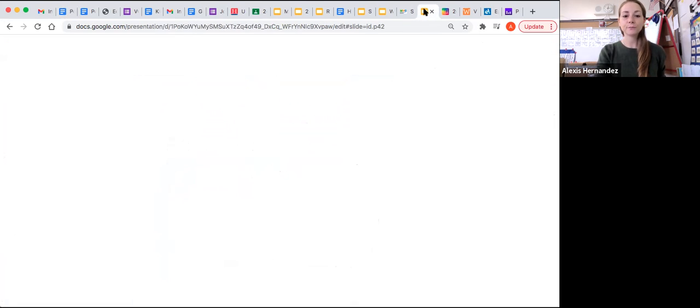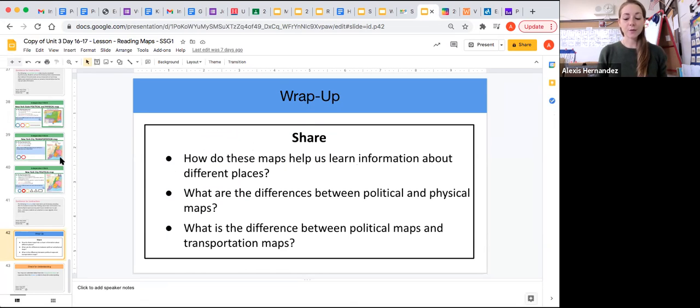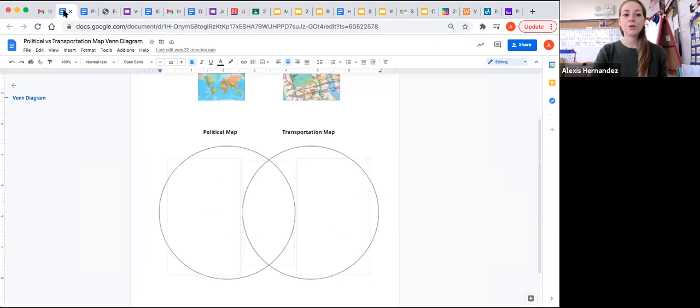So again, in the Social Studies Grade 1, Unit 3, Day 16 and 17 lesson plan, the students at the end of day 17 are asked to show some of their understanding in the form of a share. Rather than having students only have the option to share their understanding verbally in groups or in shares, I've given students the option to show their learning and understanding through these two Venn diagrams as well.